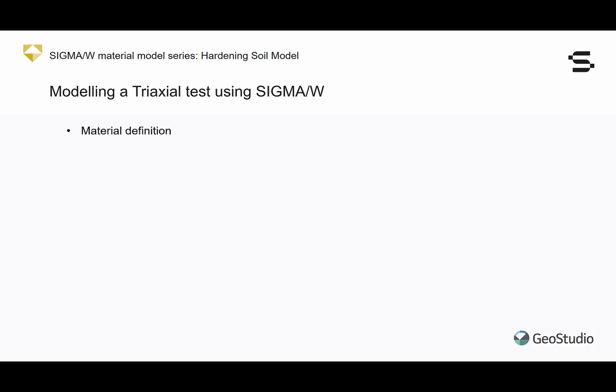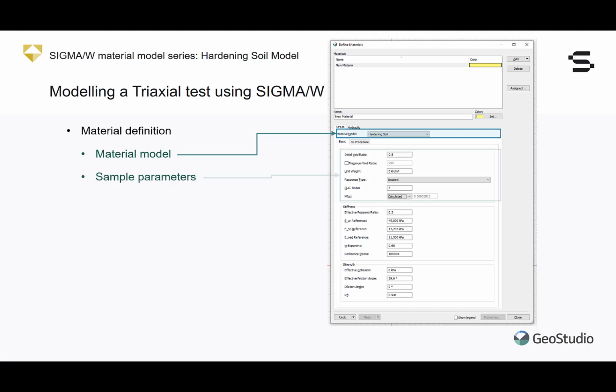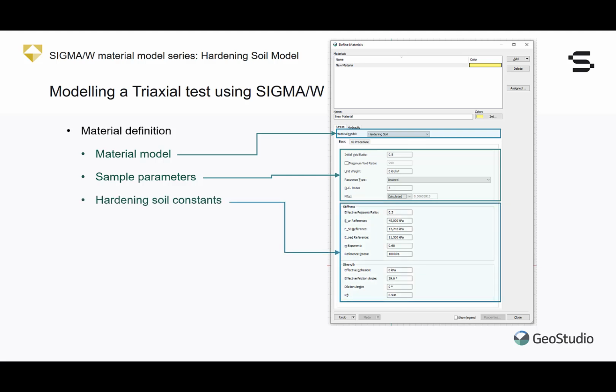The material definition is, of course, the key subject of this webinar. This step is performed in the software using the Define Materials dialog box. The material model is set to the hardening soil model. The sample parameters, including the initial void ratio and overconsolidation ratio, are entered. It should be noted that the effect of the soil self-weight can be removed by setting the unit weight to 0. And lastly, the constitutive model constants are entered based on what was previously obtained during the parameterization procedure for the Ottawa sand.